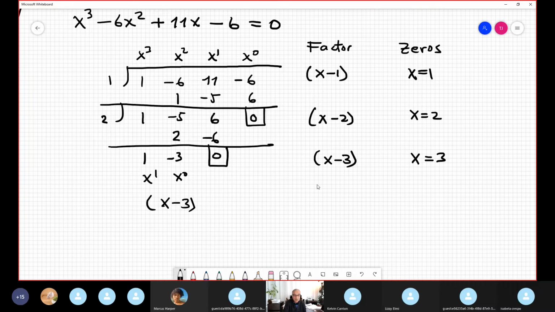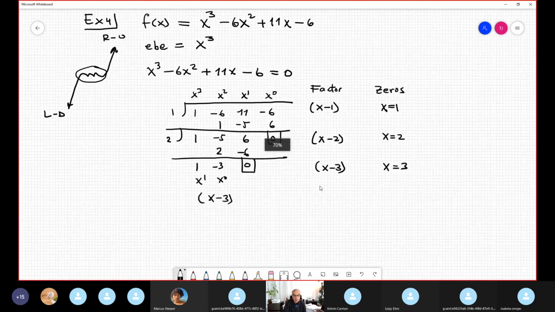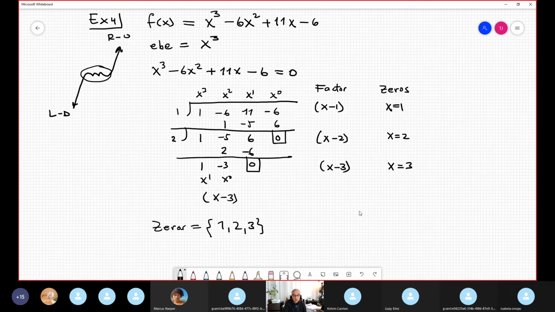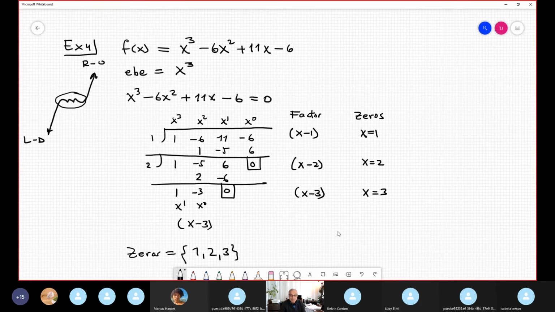So for example, in the test they say, how many zeros and what multiplicity do we have in this polynomial? Well, the 0 listing is 1, 2, 3. And everything has multiplicity 1, no? Multiplicity 1, multiplicity 1, multiplicity 1. What about the factors? The factorization of this polynomial is too easy. The factorization of this polynomial is x minus 1, x minus 2, x minus 3.